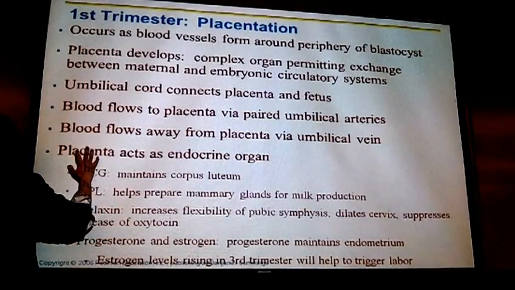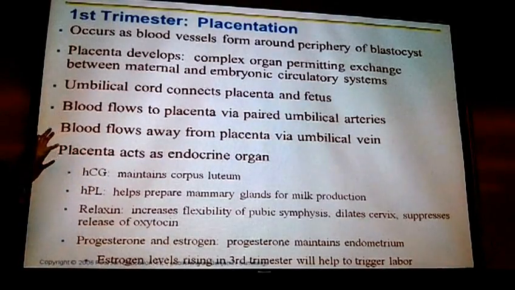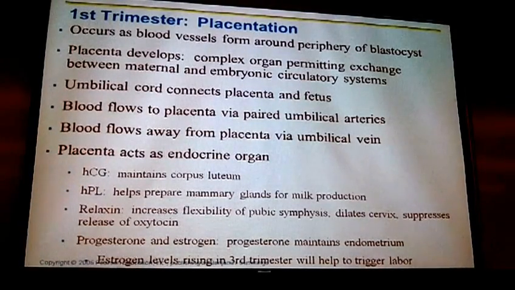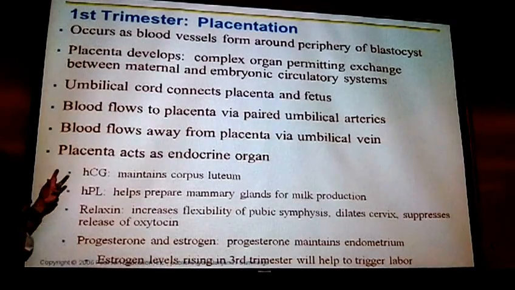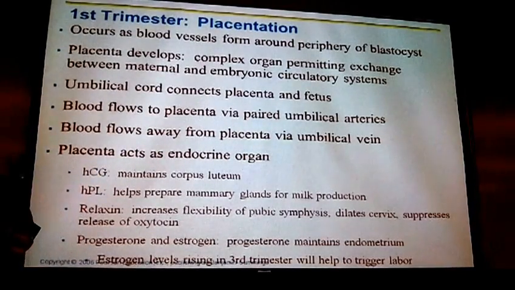Now, once you get that placenta formed, it's not only going to be this organ that allows gases and nutrients and waste to be exchanged, but it's also an endocrine organ. So it's going to secrete hormones as well.